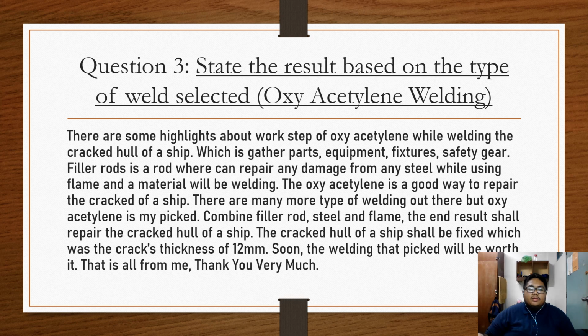Filler rod is a rod which can repair any damage from any steel while using flame, and the material will be welded. The oxyacetylene is a good way to repair the crack of a ship. There are many more types of welding out there, but oxyacetylene is my pick. Combine filler rod, steel, and flame. The end result shall repair the cracked hull of a ship. The cracked hull of a ship shall be fixed, which had a crack thickness of 12 mm.